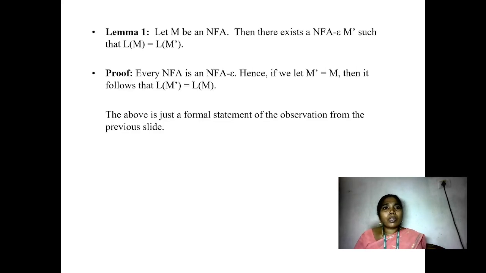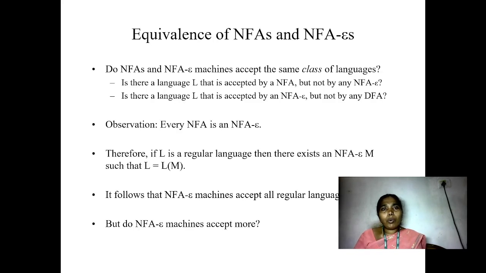Okay, next. Now let us see the rules, the protocols, right? We call the rules and protocols in our TOC subject lemma 1. Let M be an NFA, then there exists an epsilon NFA M dash such that L of M is equal to L of M dash. Every NFA is an epsilon NFA. Hence, if we let M dash equal M, then it follows that L of M dash is equal to L of M. The above is just a formal statement of the observation from the previous slide. In the previous slide, we found the equivalence between NFAs and epsilon NFA. Based on that, we are giving this.